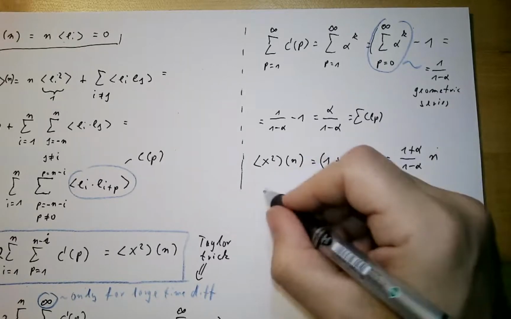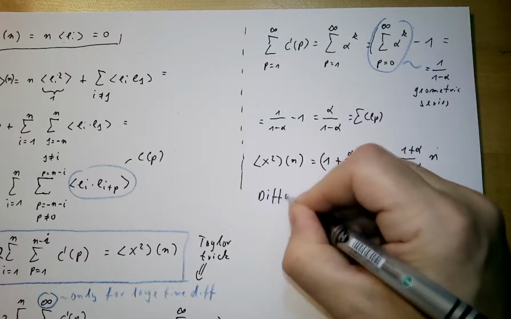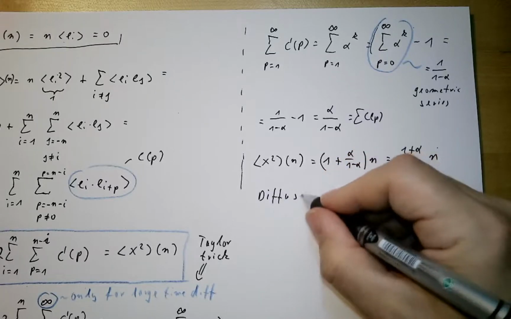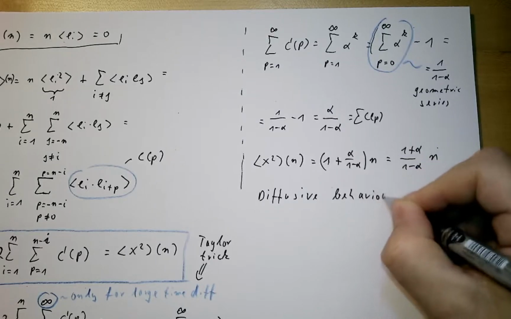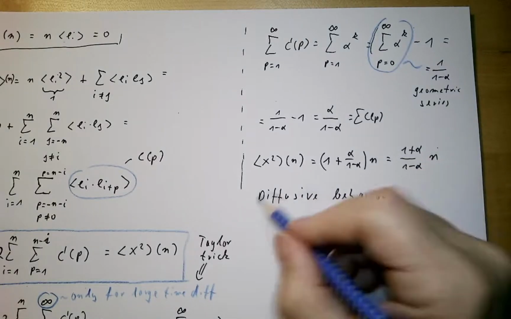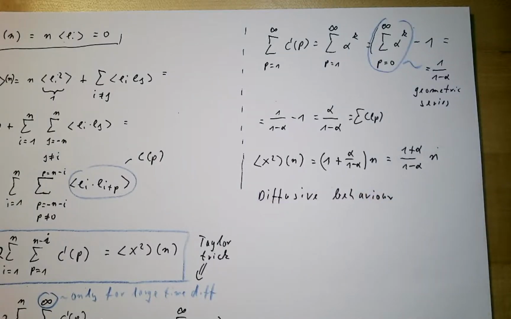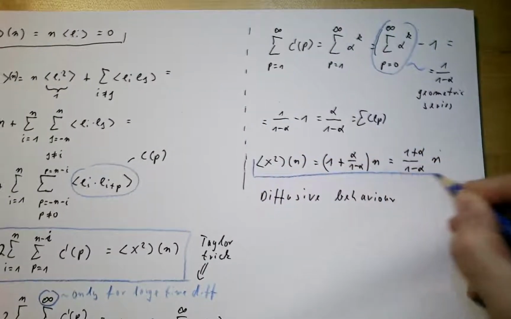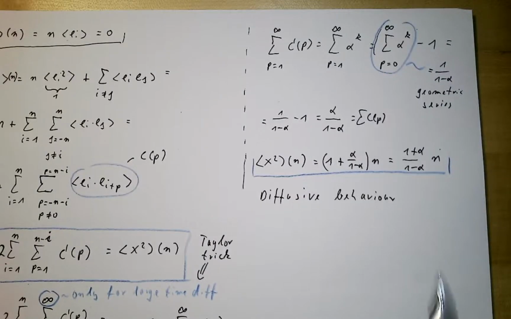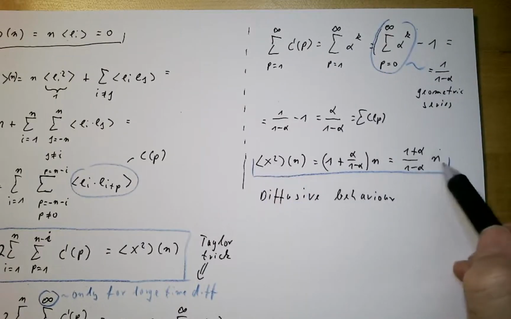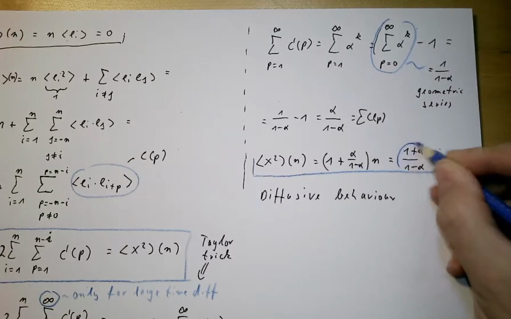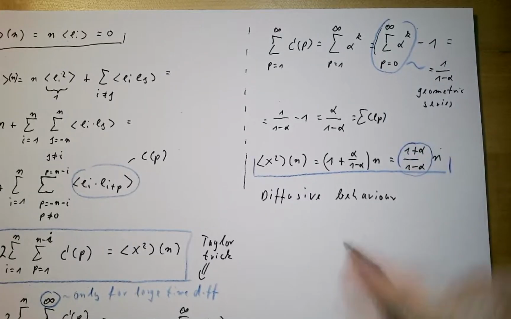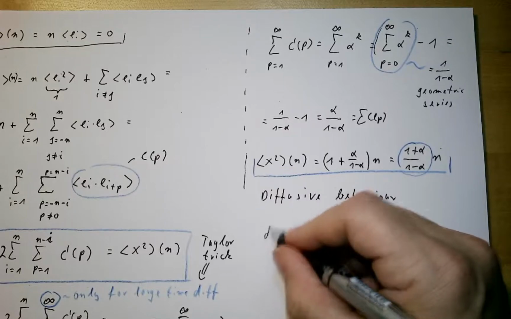So what we find is diffusive behavior. Yeah. So we have again diffusive behavior, because the second moment goes linearly with n, and this combination here, that's the diffusion constant. Let's look at the diffusion constant.